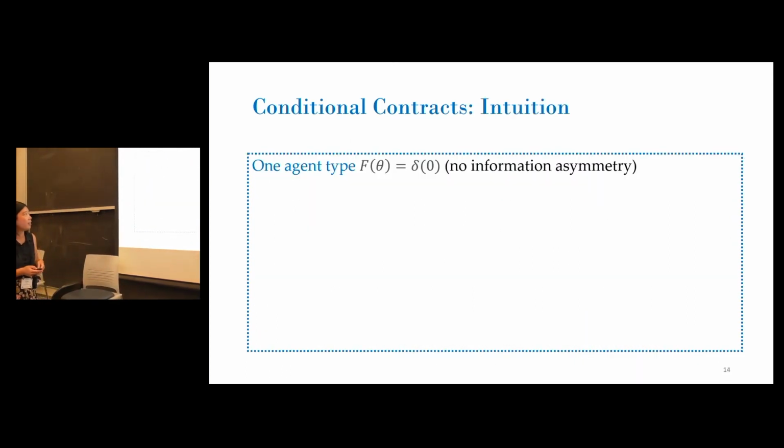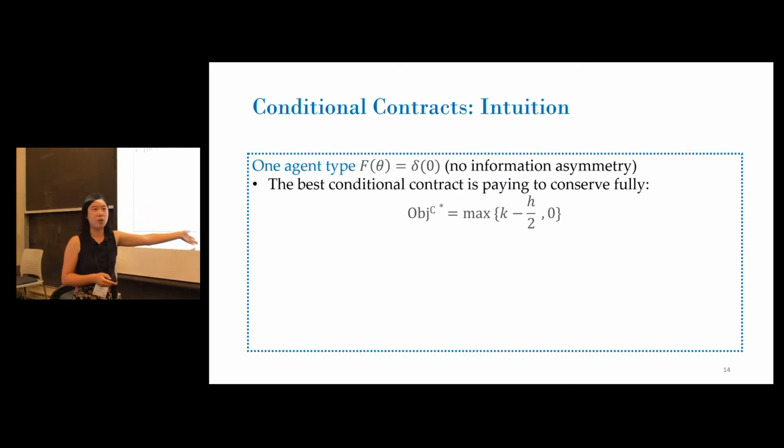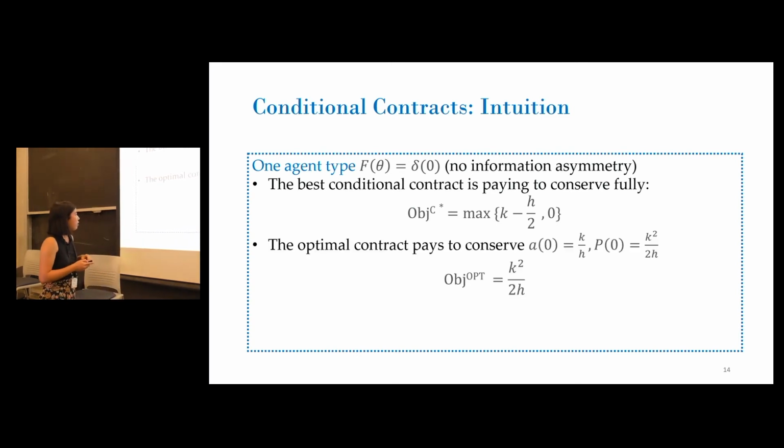Okay, and so here's an example illustrating that. We have just one agent type, super simple. There's no information asymmetry. Their baseline is they're going to not conserve anything. Okay. The best conditional contract is you either pay the agent to conserve fully, or you don't pay them and they don't conserve anything. The optimal contract is going to be something intermediate.